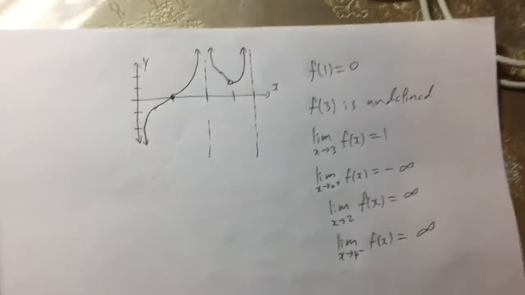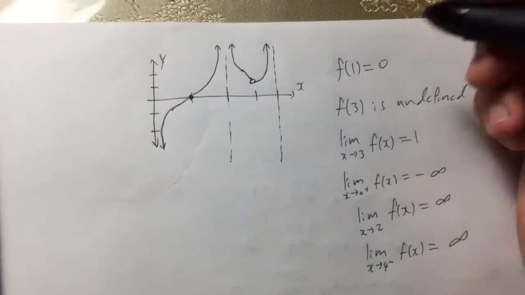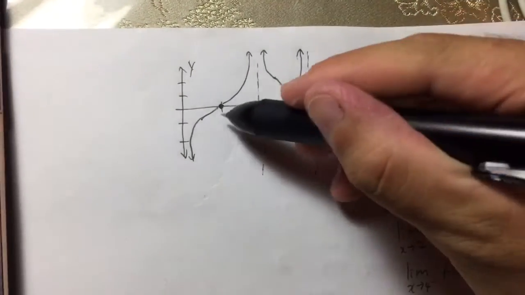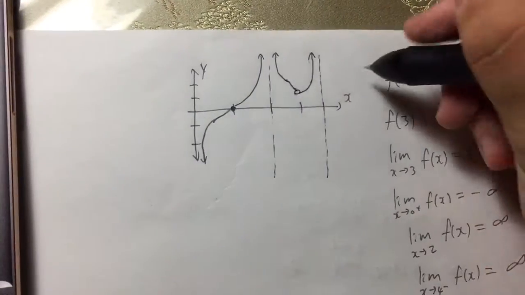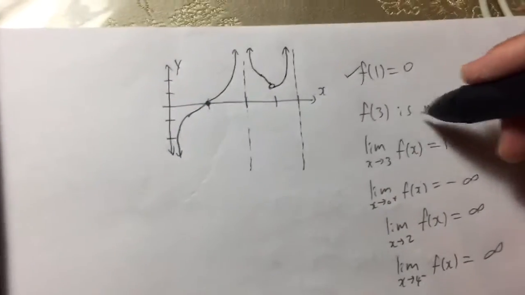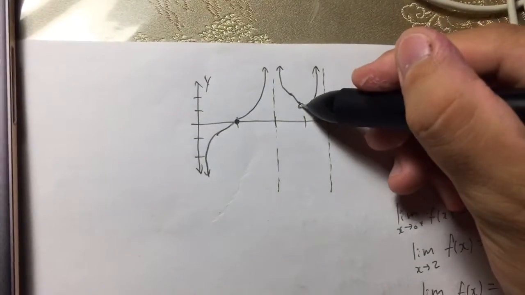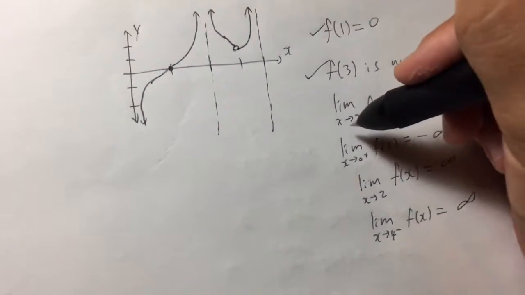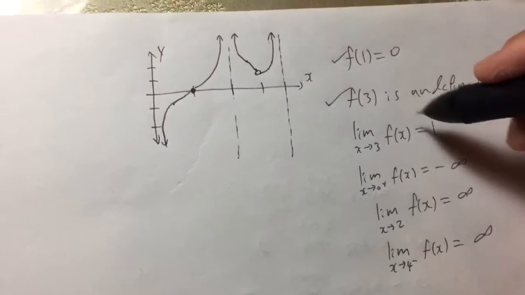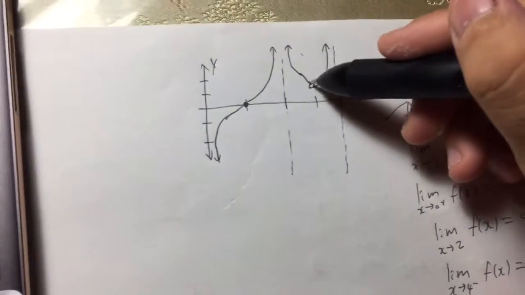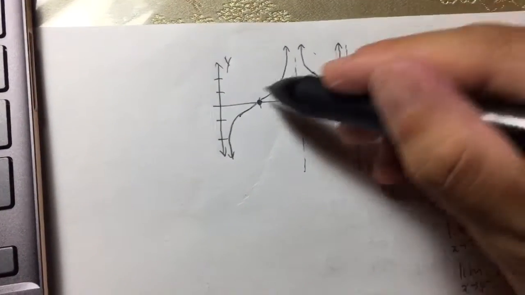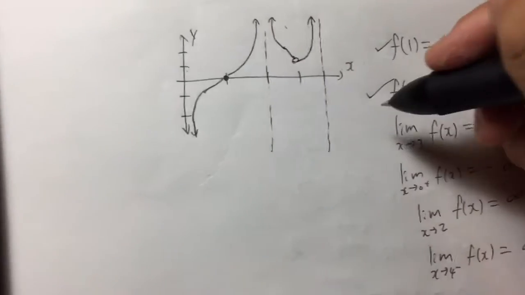Okay, so to review if we got all the conditions right, f of 1 is equal to 0. At 1, the function is equal to 0. So we got that one. F of 3 is undefined. We have a hole at f of 3, so we got that one too. The limit as x approaches 3 of f of x is equal to 1. As x approaches 3, the function approaches 1, so we got that one too.